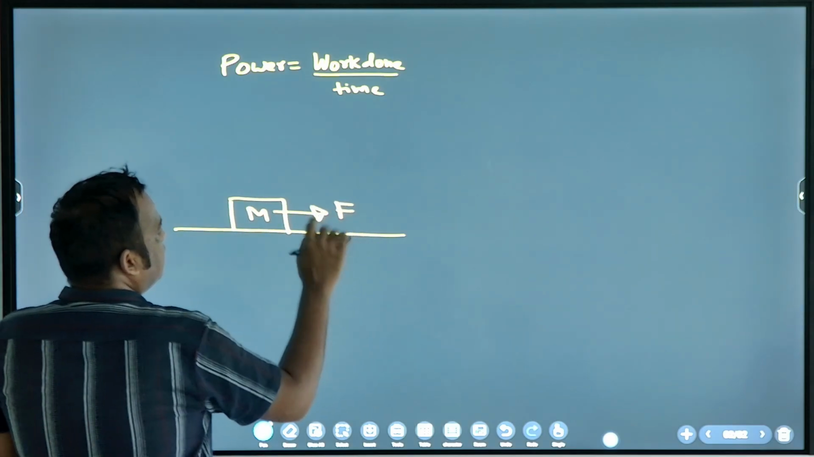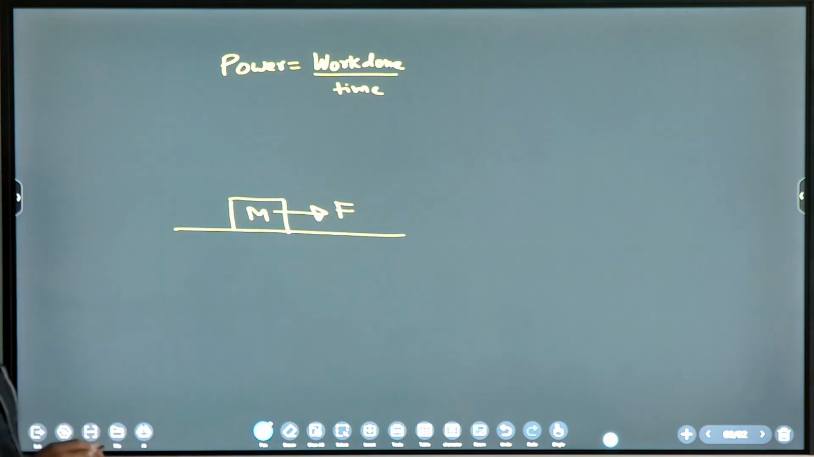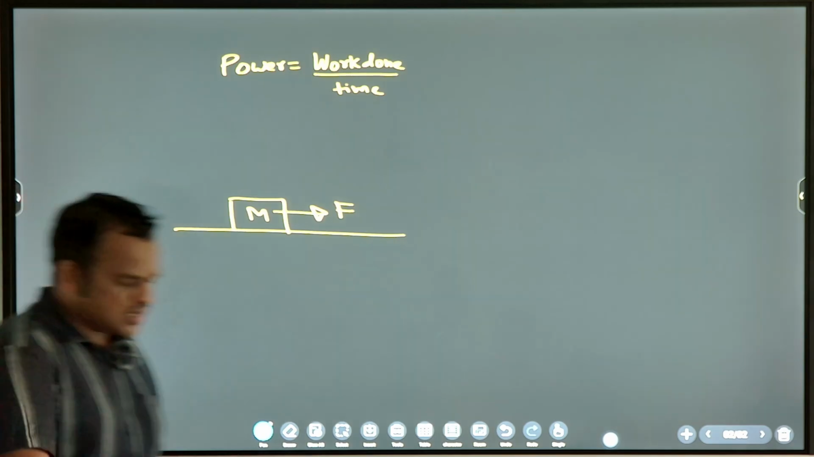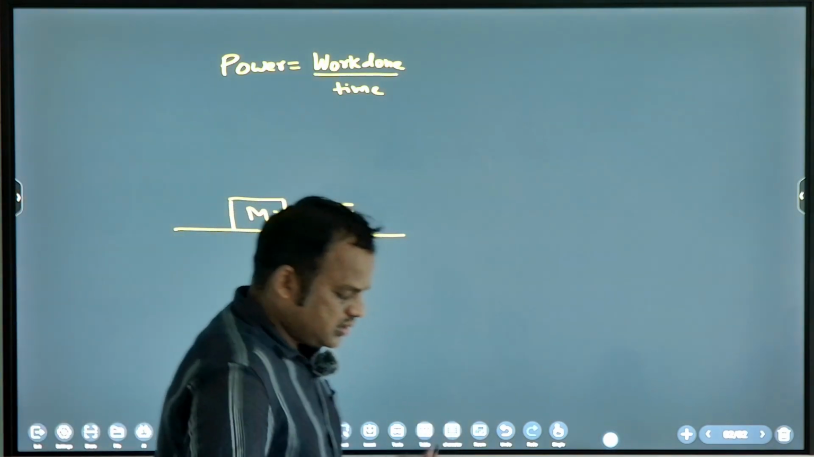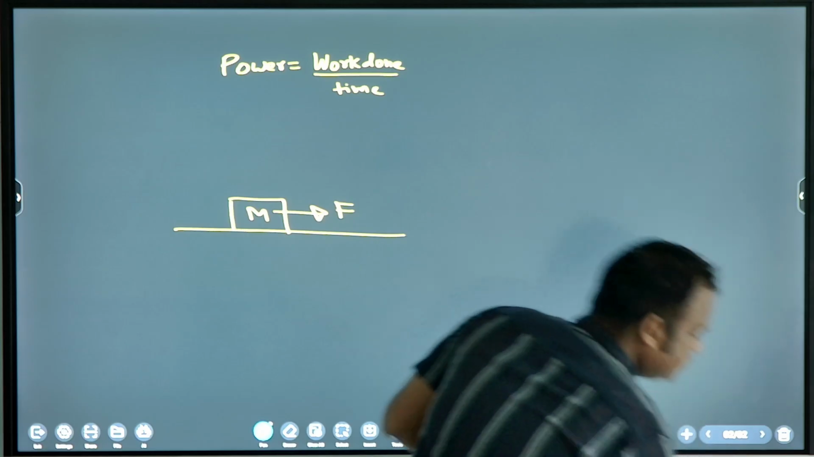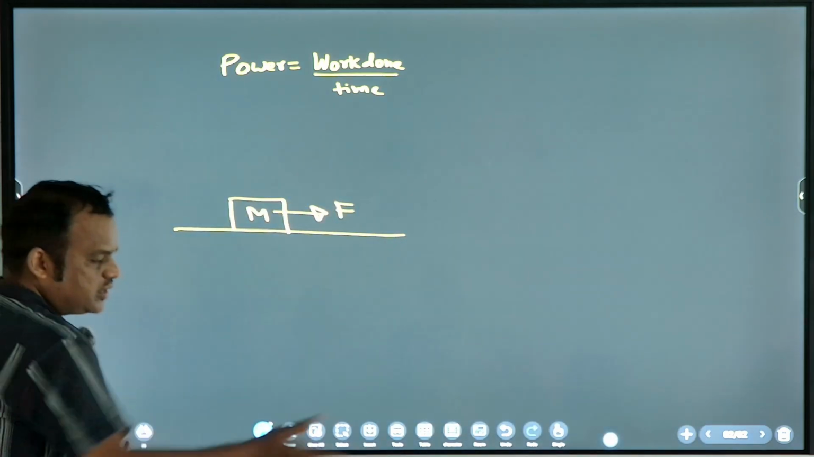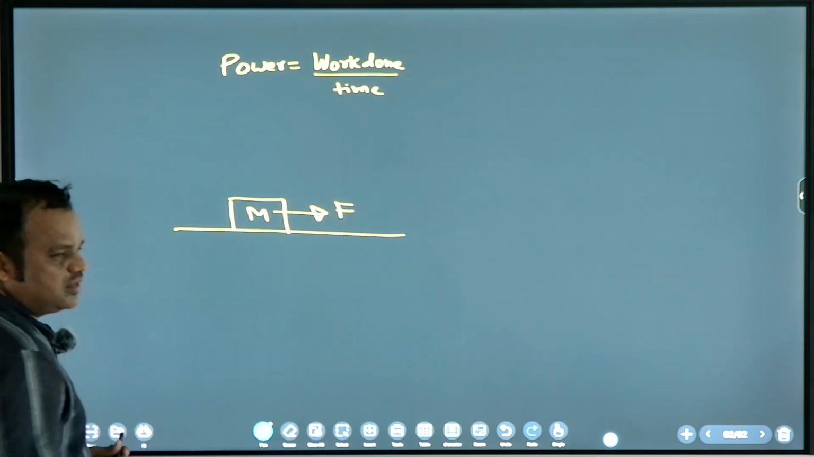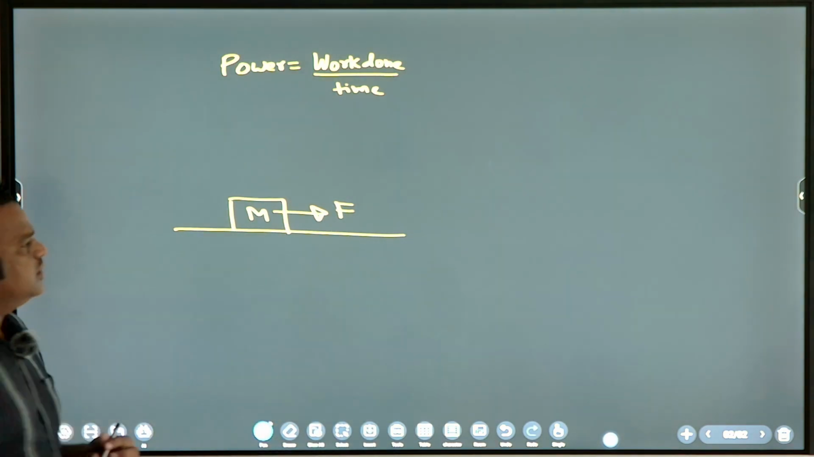Capital F is there to move the block. Okay. We have the best example here. This is the block. I am moving this block like this. So I am doing work. I am doing positive work. Friction is doing negative work.